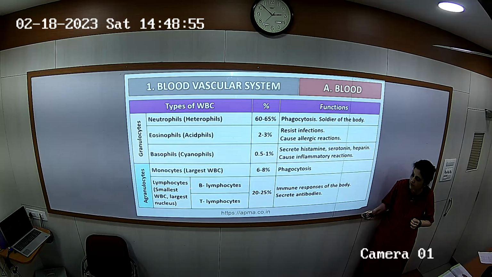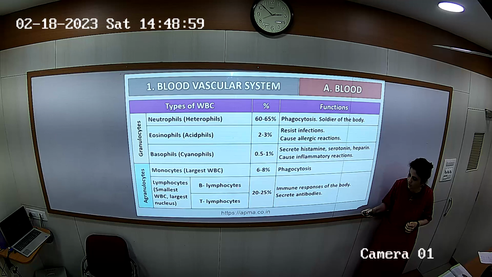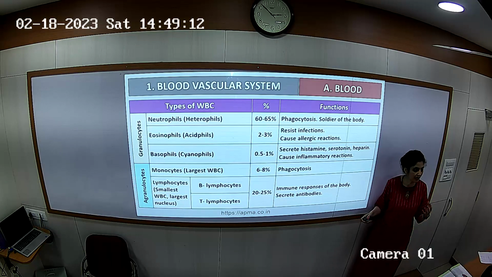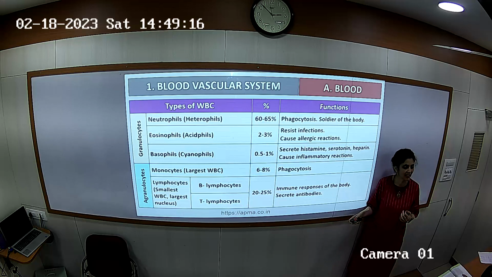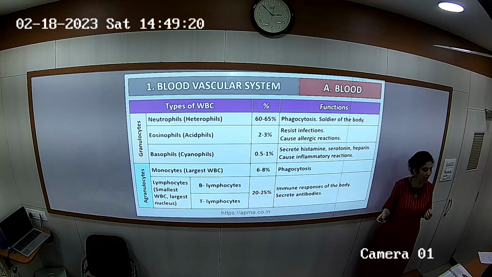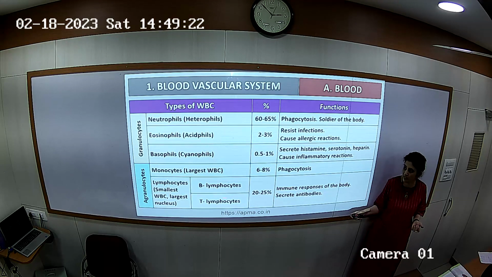Okay. Then lymphocytes, the smallest WBC but largest nucleus. Again 2 types, B lymphocytes and T lymphocytes, 20 to 25%. They handle immune responses of the body and secrete antibodies. Why immune responses of the body? Because cell-mediated immunity is one type of immunity which is given by the T lymphocytes. We will study that in class 12. And B lymphocytes will give you an immunity called antibody-mediated immunity because they secrete proteins called antibodies.